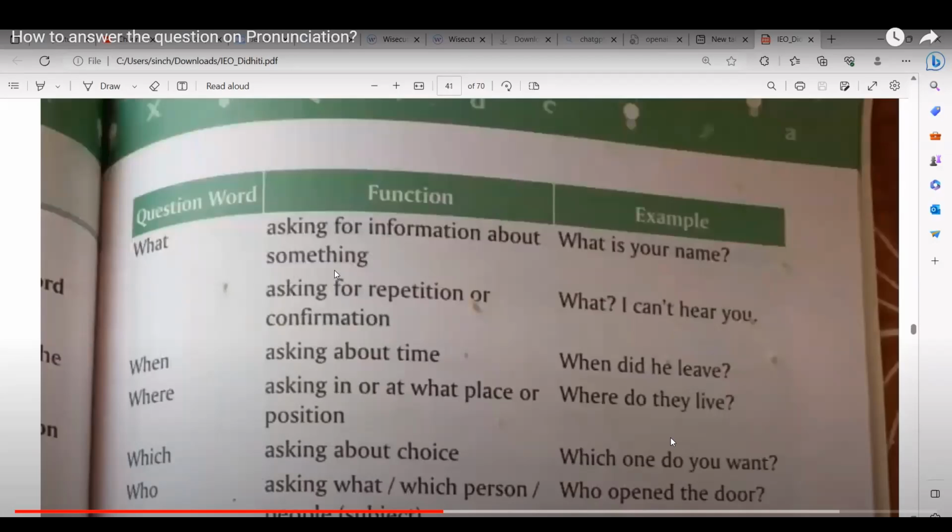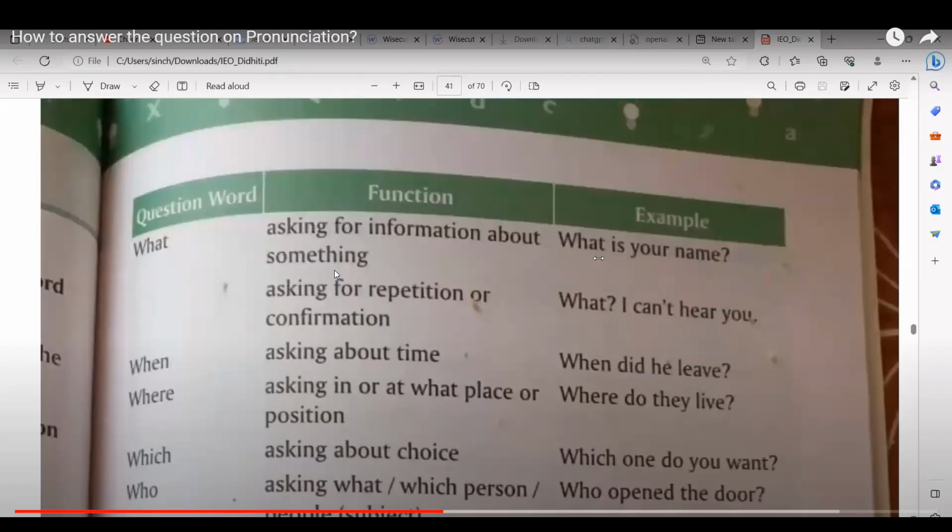Ashmita, can you give me an example with when? Yes. When are you coming from school? Excellent, Ashmita. Okay, now Shomojit, can you give me an example with when? When did you eat your lunch? Very good. Excellent, Shomojit. Very good, Amantu. This is also correct.